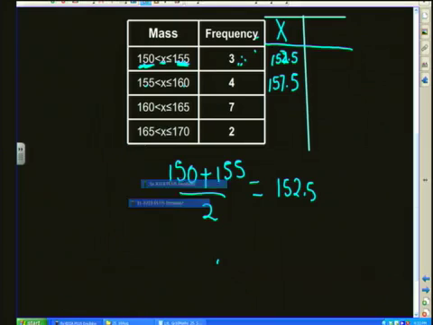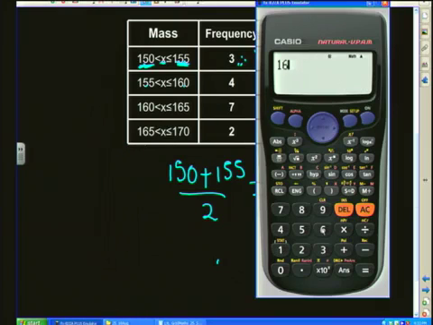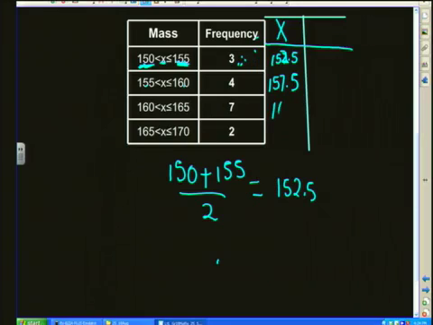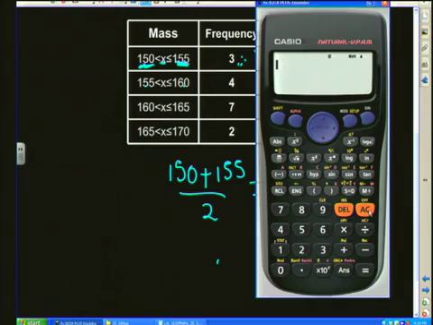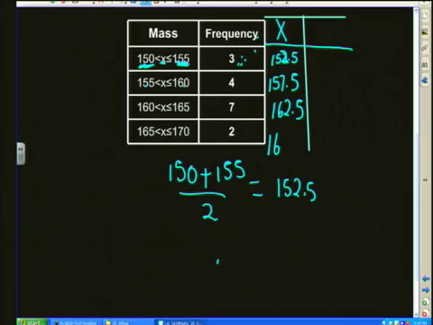Okay, and then the third one is going to be 160 plus 165 divided by 2. That gives us 162.5. And then lastly, we've got 165 plus 170 divided by 2, 167.5.